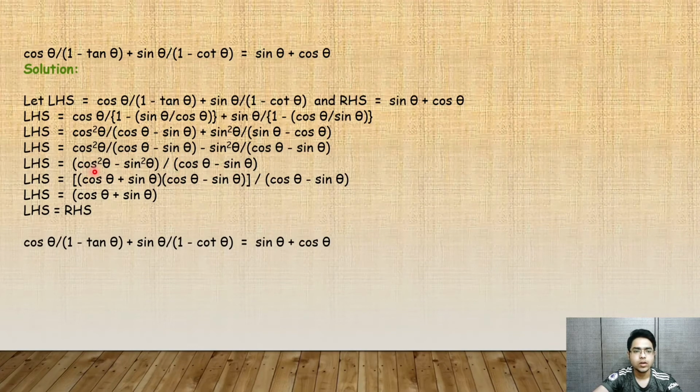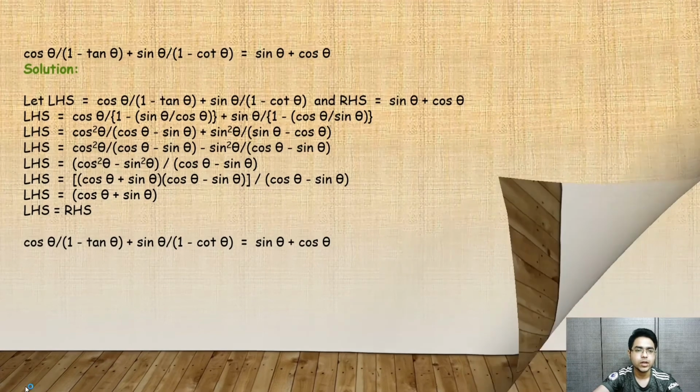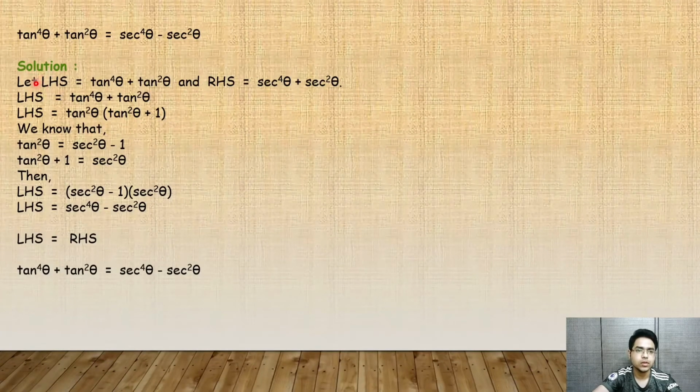As we know the formula of a square minus b square, that will be equal to a plus b into a minus b. Similarly here, the value of a is cos theta and the value of b is sin theta. So cos theta plus sin theta in one bracket, in another bracket cos theta minus sin theta divided by cos theta minus sin theta. Now in numerator and denominator the same terms are coming, cos theta minus sin theta, they will be getting cancelled out. So we'll be getting lastly cos theta plus sin theta, that is LHS is equal to RHS. Now moving to the next slide, we have another question.